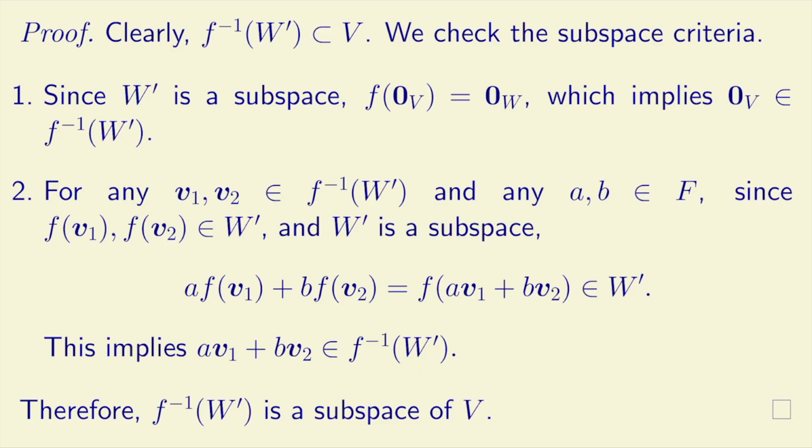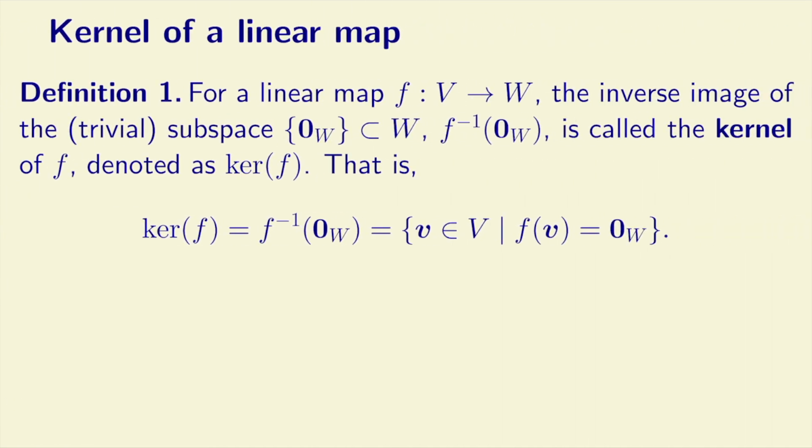Now, there's a special case of the inverse image called the kernel. The kernel is the inverse image of the zero vector. The notes define it as the kernel of f equals the set of v in V where f of v equals 0w. So the kernel is a set of all vectors that get mapped to the zero vector.